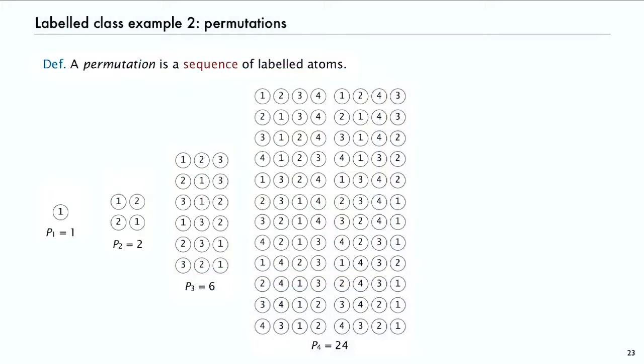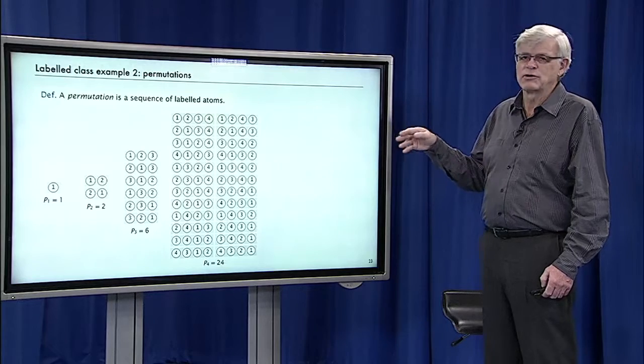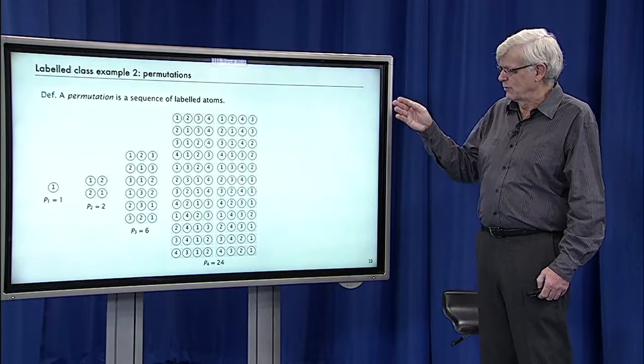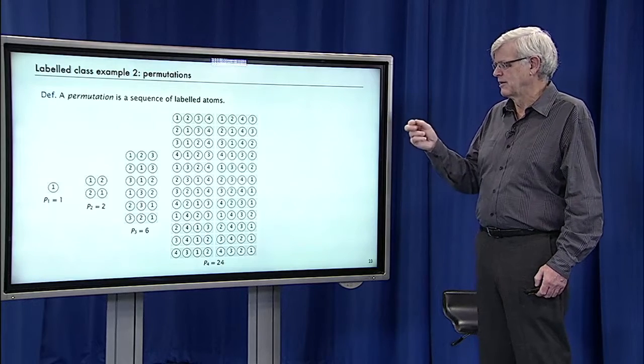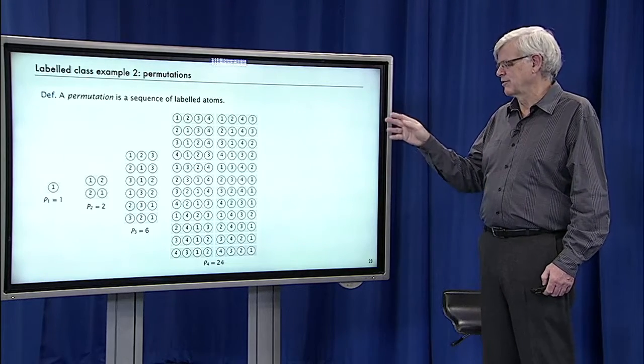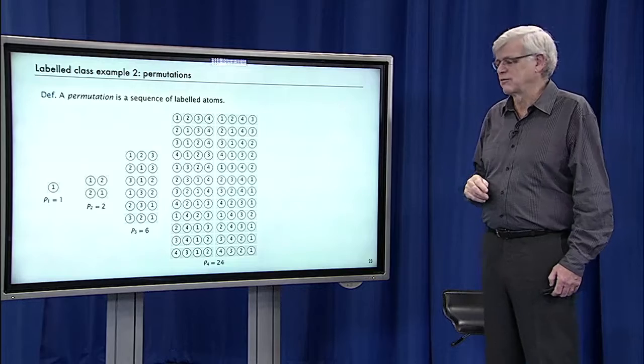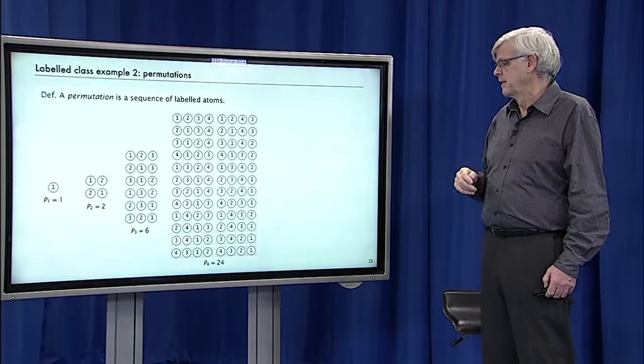Next one is a familiar one, it's permutations. A permutation is a sequence of labeled atoms. Sequence means the order is significant, atoms are labeled, so every possible ordering of the atoms is going to give a different object. So there's 2 different objects of size 2, either 1, 2, or 2, 1, 6 different objects of size 3, 24 different objects of size 4, and so forth.